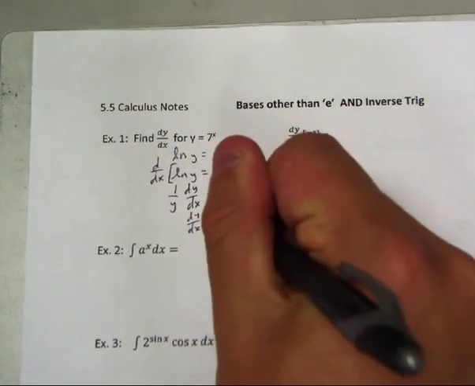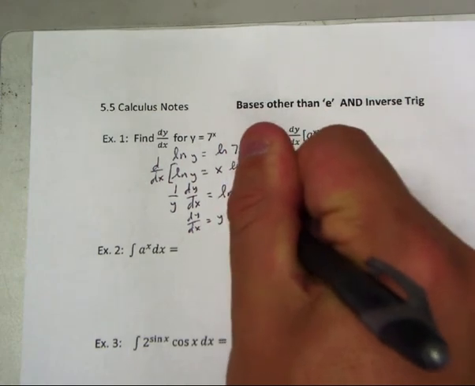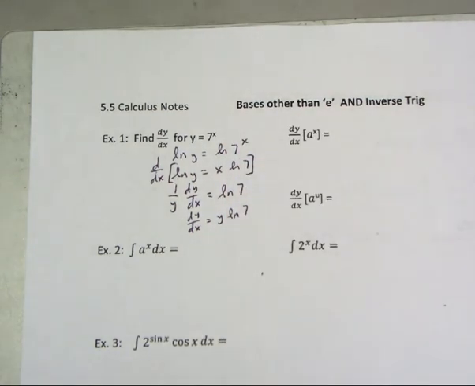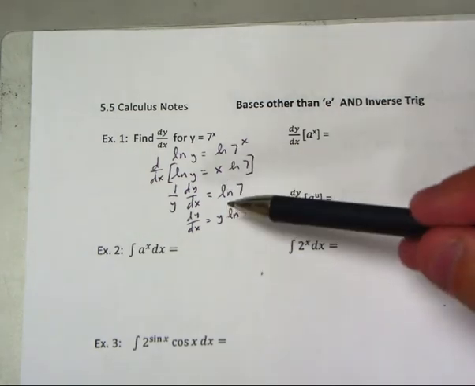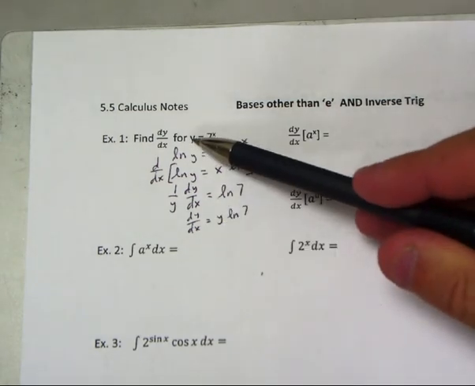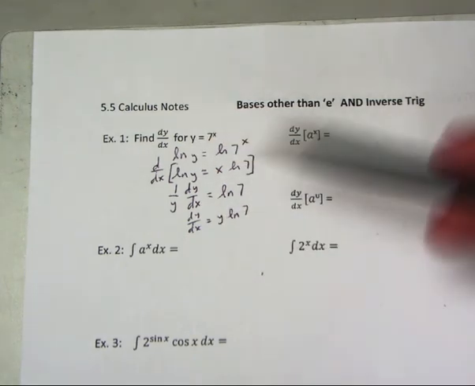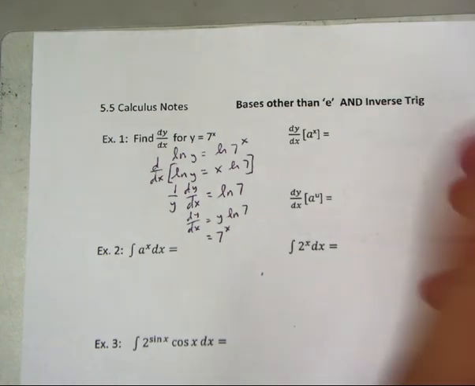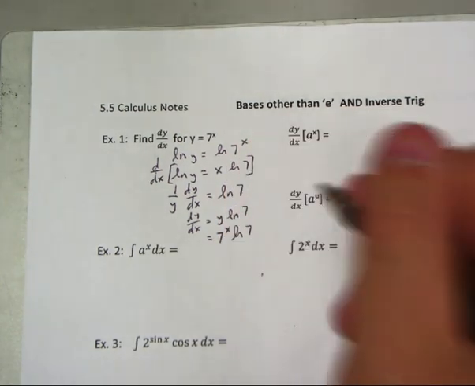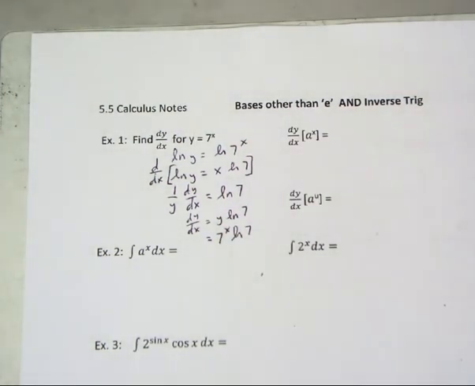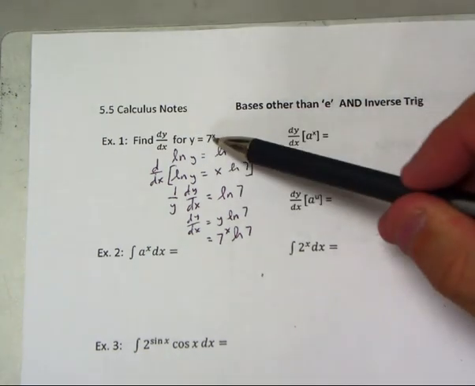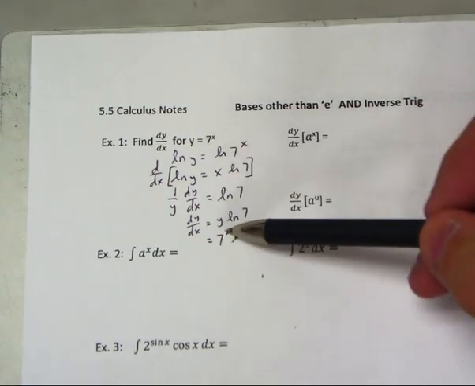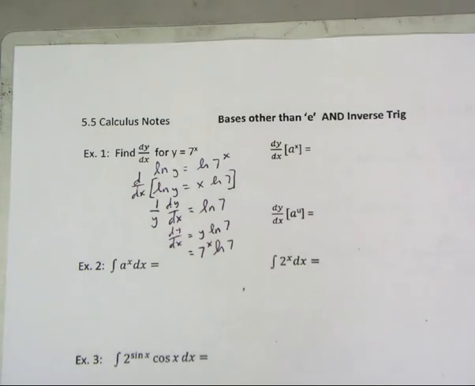Running out of room. Should have given myself more space. We're almost there. I want my equation to be in terms of x. So I need to replace y. Well, if you look back at the beginning, y equals 7 to the x. That means my derivative is 7 to the x, because that's what y is, times natural log of 7. So that would be the derivative of 7 to the x. The derivative of 7 to the x is 7 to the x times natural log of 7.